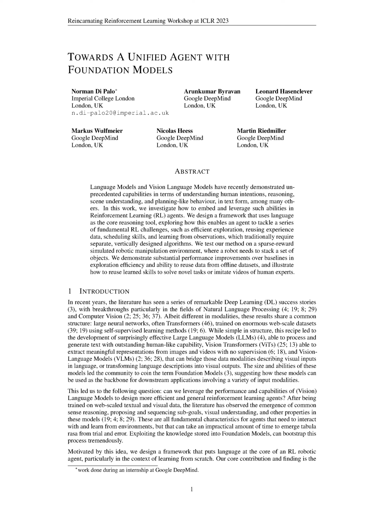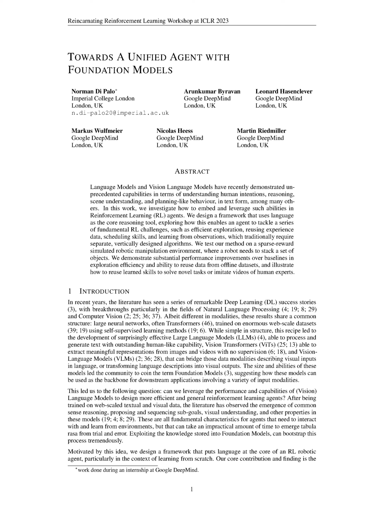This seemingly simple approach has led to the creation of highly effective large language models, LLMs, which can process and generate text with an impressive level of human-like proficiency. It has also given rise to vision transformers, ViTs, which can extract meaningful information from images and videos without any supervision, and vision language models, VLMs, which can connect visual and language data, describing visual inputs in language or converting language descriptions into visual outputs. These models, due to their size and capabilities, have been dubbed foundation models, indicating their potential to serve as the base for various applications involving different types of input data.